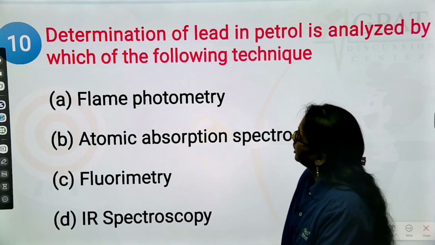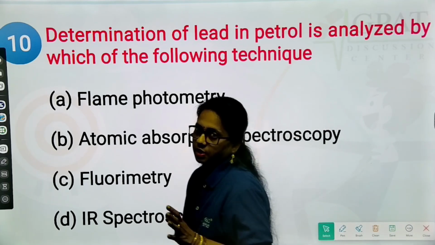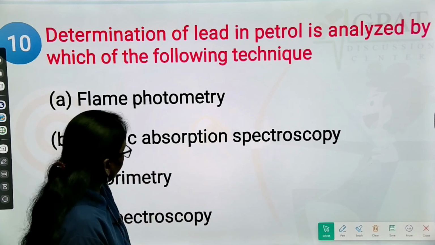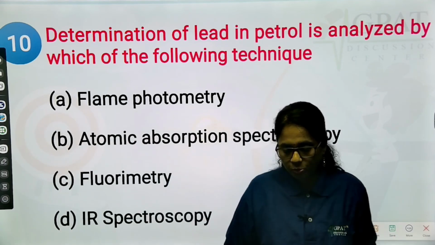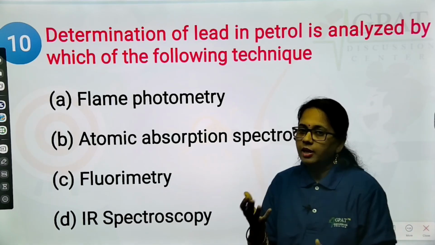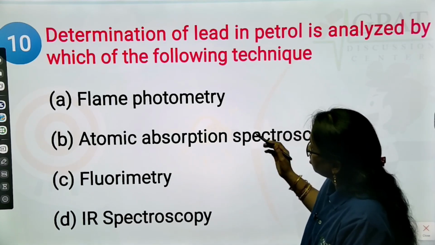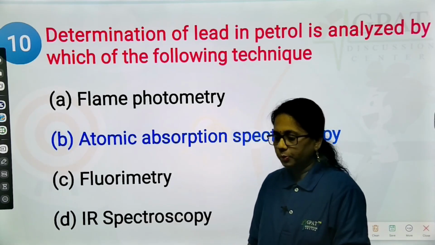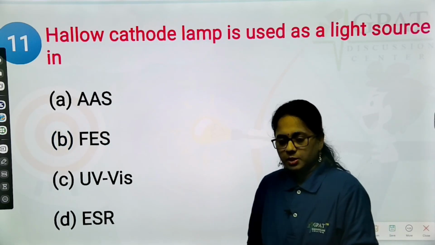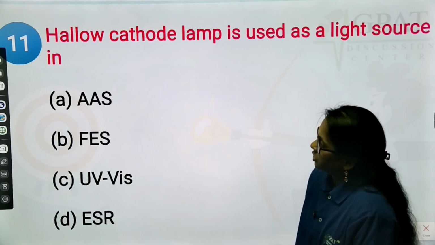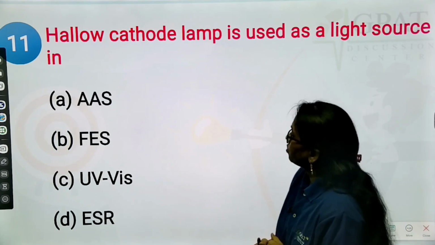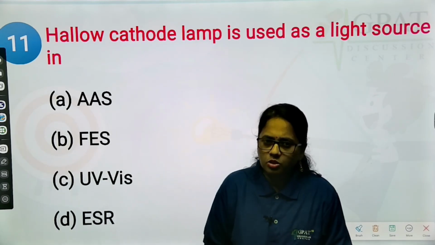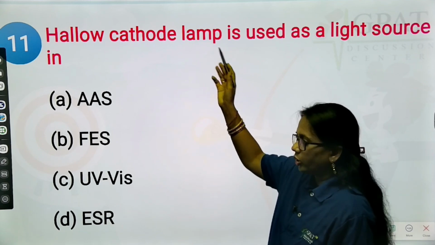Next question, the determination of lead, elements and metals. Lead in petrol is analyzed by which of the following techniques? Flame photometry, atomic absorption, fluorimetry and IR spectroscopy. Petrol is a liquid, so you take that solution, and lead hollow cathode lamps are also available. You can estimate it by atomic absorption spectroscopy. This is also one of the applications. And the hollow cathode lamp is used as a light source. So we know very well, it is a very simple question. In atomic absorption spectroscopy only, the hollow cathode lamp is used.